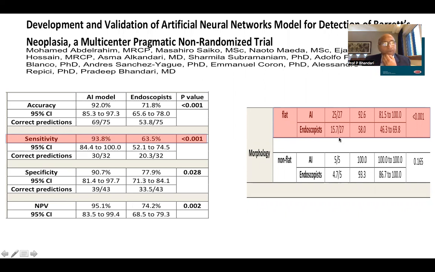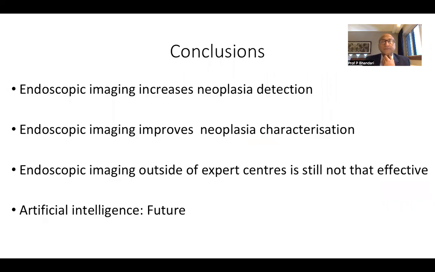When we analyzed these lesions, what we found is that the endoscopists are very good at detecting non-flat nodular lesions, but endoscopists are not very good at detecting flat lesions. And in Barrett's, the majority of the lesions are flat. You can see the big difference between AI and the endoscopist. And I think this is where it will make a huge difference in the outcome in the future.